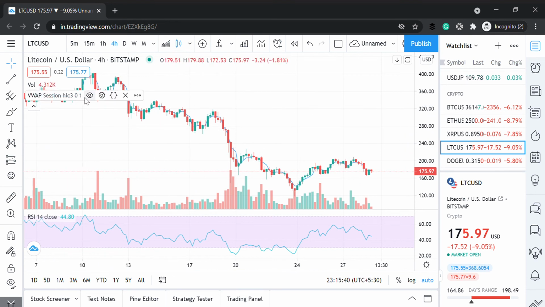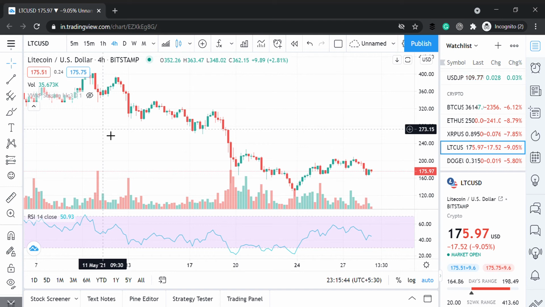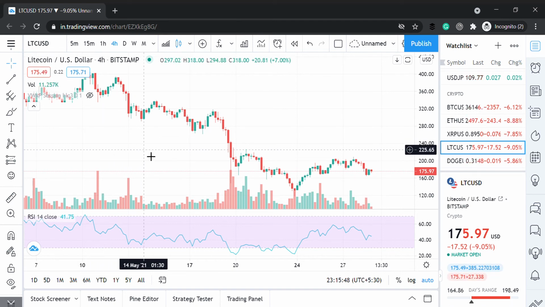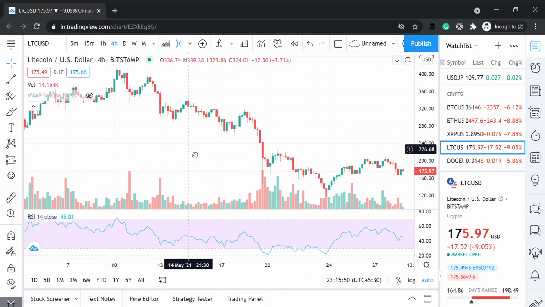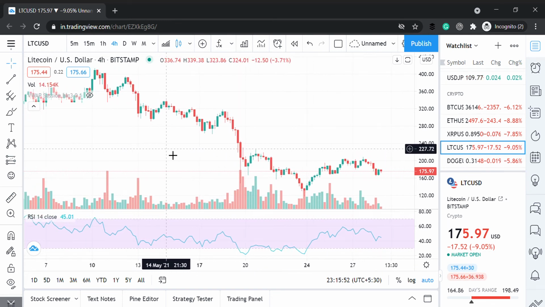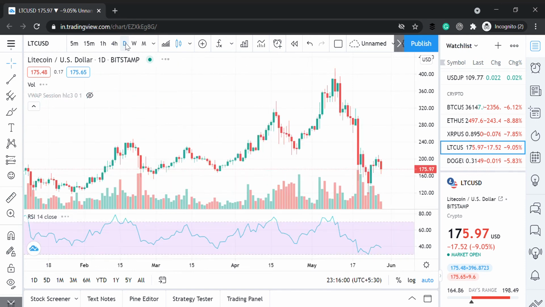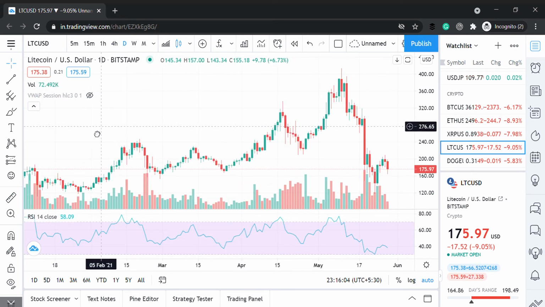One thing that I would like to share is, when you go with the higher time frame, you will see fewer candles in that particular chart. So for example, if we say daily chart, this is how your daily chart looks like.